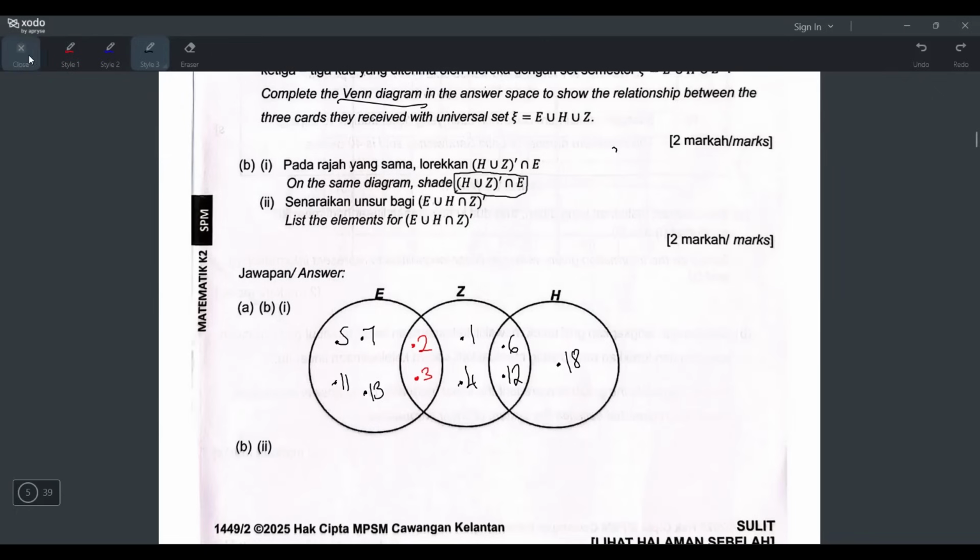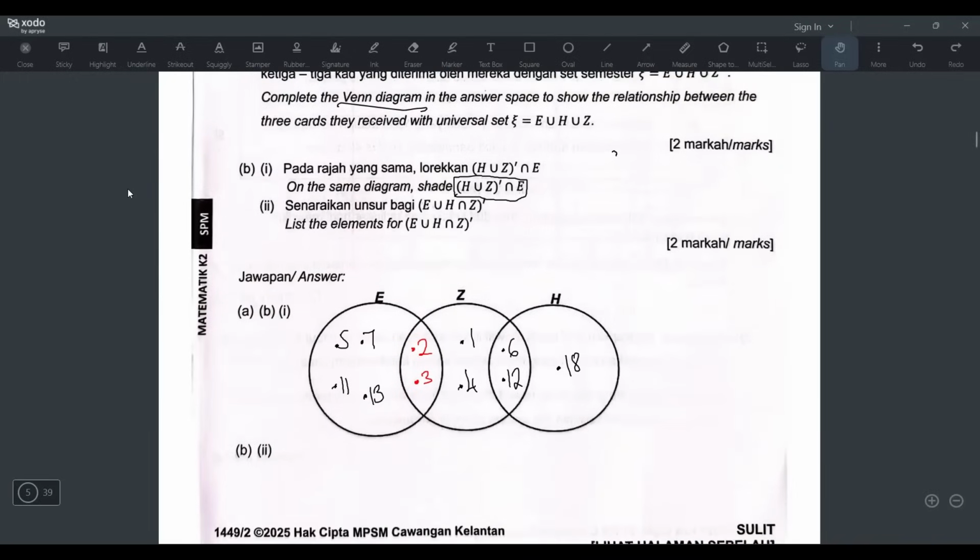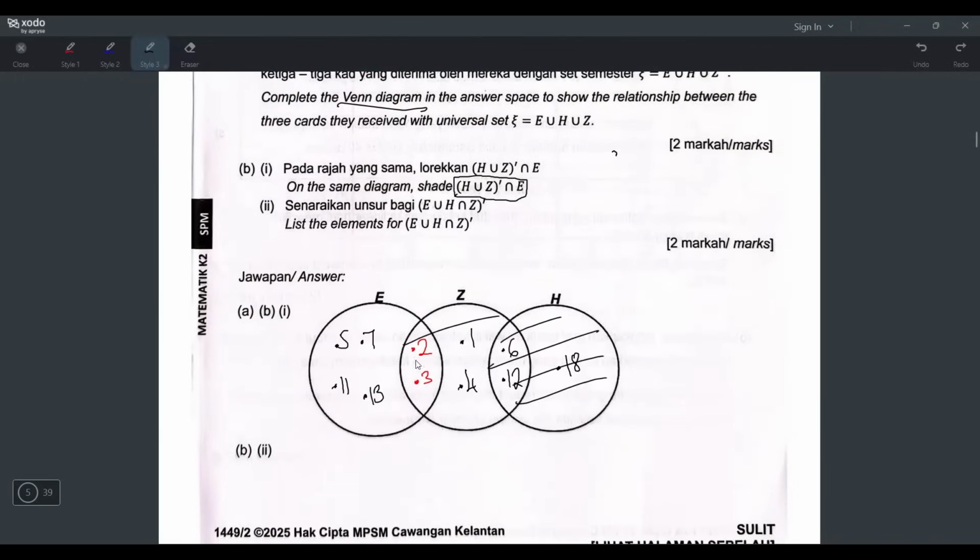H union Z maksudnya H dengan Z gabung semua. H and Z gabung everything. So what is H and Z gabung semua? H is 6, 12, 18. Z is 1, 2, 3, 4, 6, 12. So when you do H union Z, this is the answer.